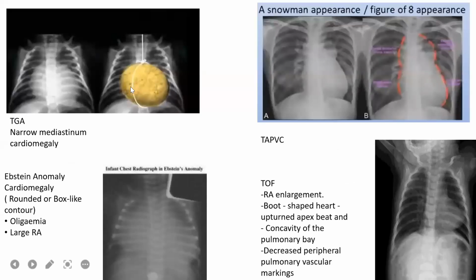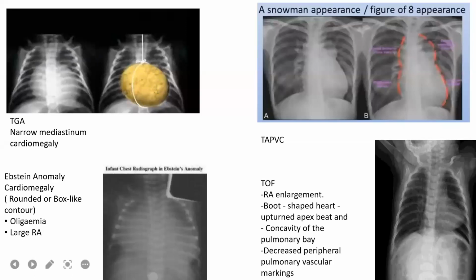So these are some of the X-rays. For example, egg on a string: a narrow mediastinum, then the heart takes the shape of an egg. A narrow mediastinum because of the transposition, where the aorta tends to be anterior to the pulmonary artery, which is posterior. And that appears like an egg that is hanging on a string. So this tends to point to transposition of the great arteries.